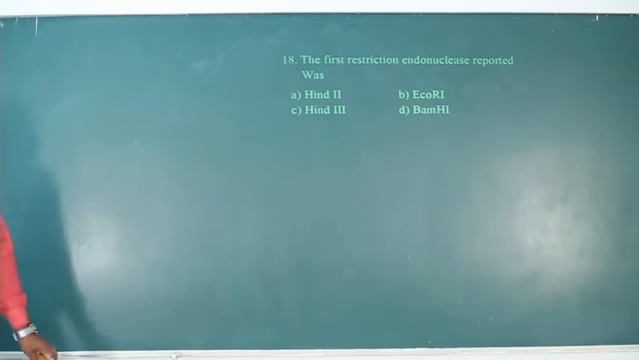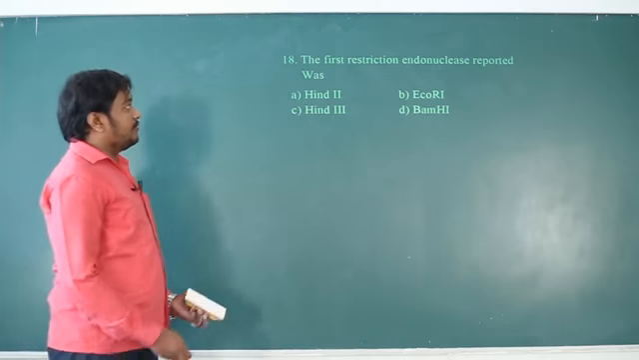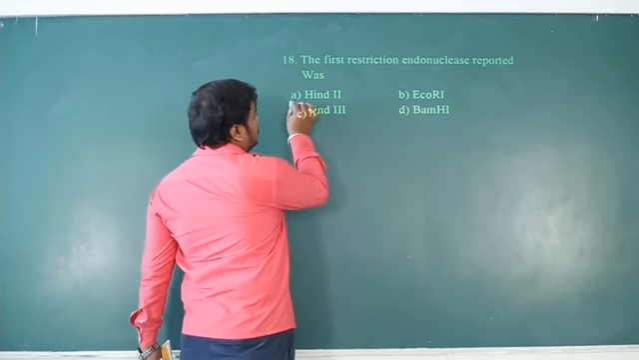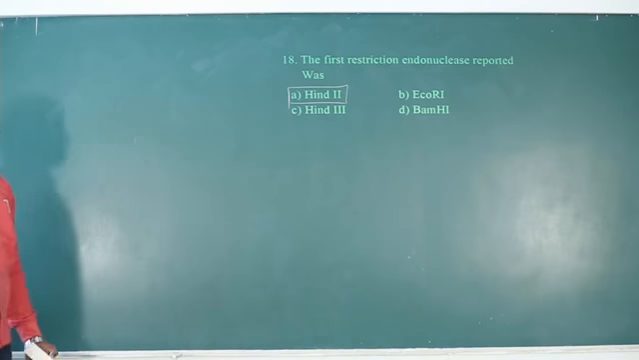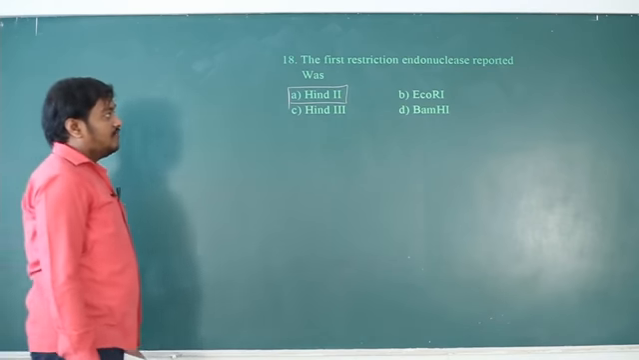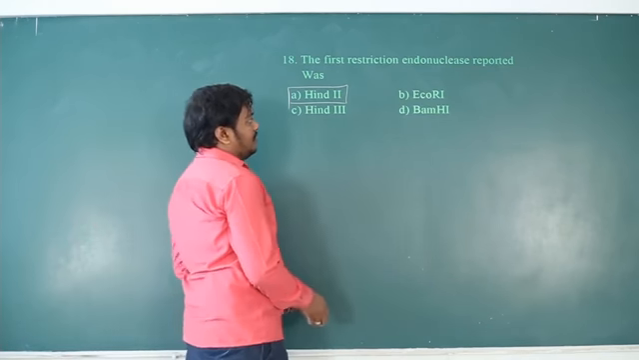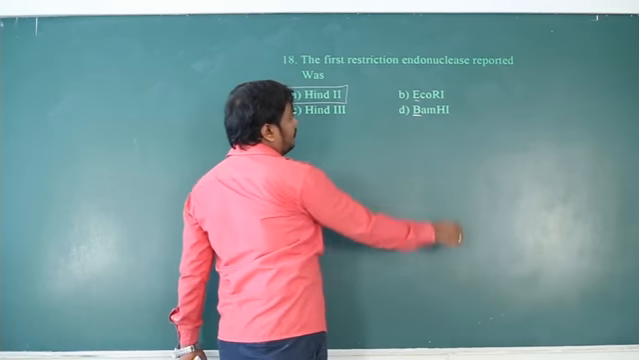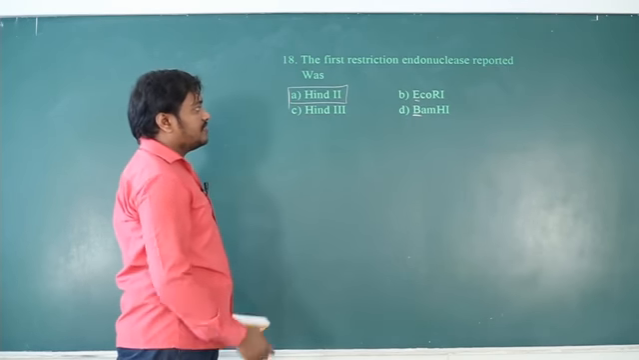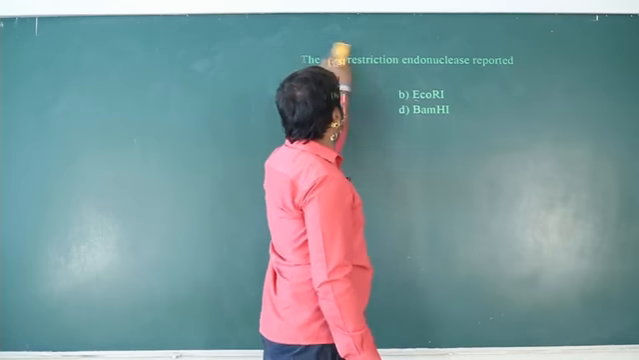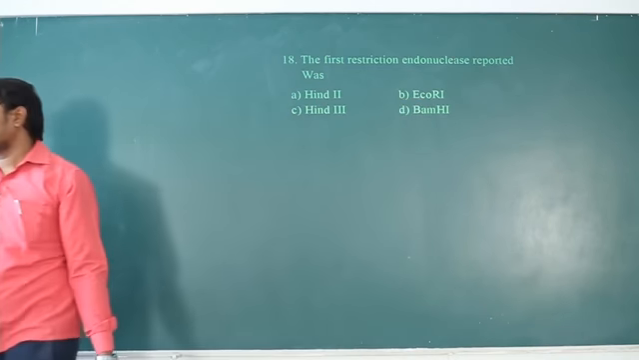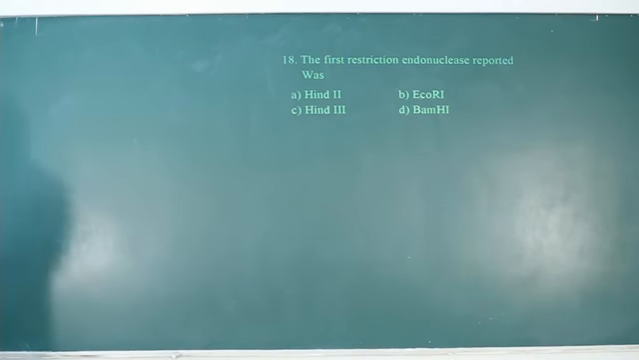So next, the first restriction endonuclease reported was, as already discussed, HindII. Okay, so HindII is the first restriction enzyme reported, from Haemophilus influenzae. Then Escherichia coli, then Bacillus amyloliquefaciens strain H, enzyme number 1, BamHI. So let's move on to the next question.